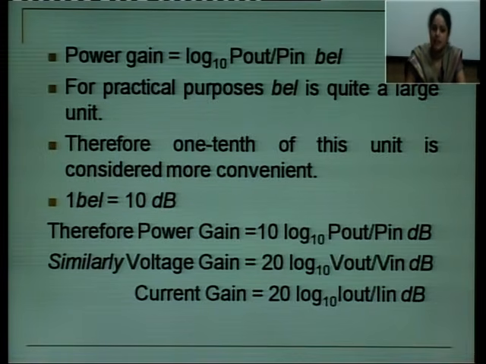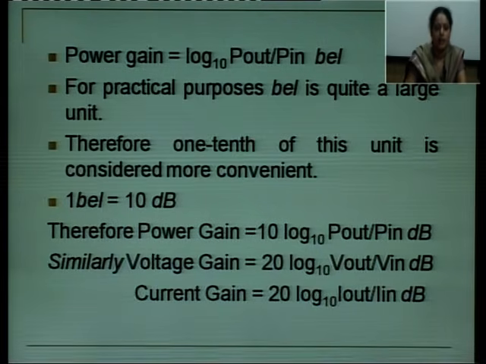So the square is in log in maths, that is in forward multiplied by the unit. So 2 into 10 log 10 V out by V in, that becomes 20 log 10 V out by V in dB. And similarly for current gain, you are having 2 into 10 log 10 I out by I in, that is 20 log 10 I out by I in.